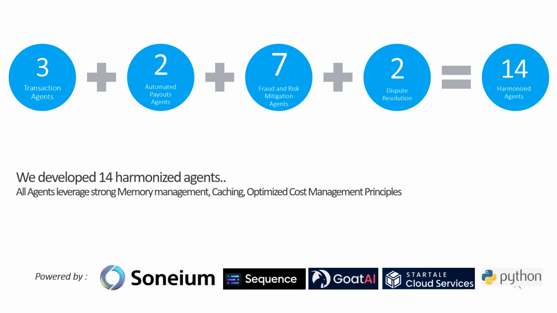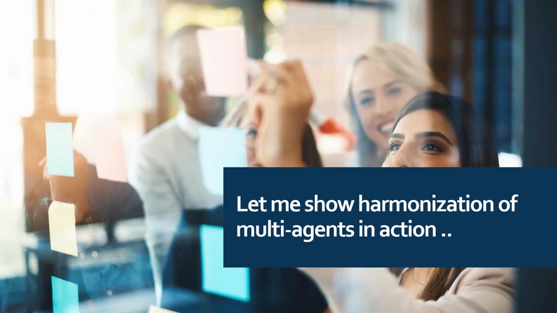We have built a total of 14 agents to achieve the purposes: 3 for ensuring transactions, 2 for the automated payouts and installments, 7 for the fraud detection and risk mitigation, and 2 agents for dispute resolution. All this is powered by Soneium, Sequence, Goat AI, Startail's cloud services, and Python as the language. Let us see the D app in action.